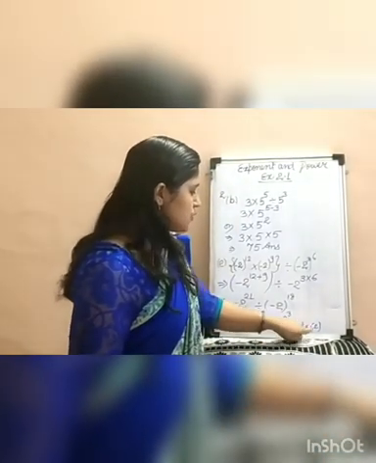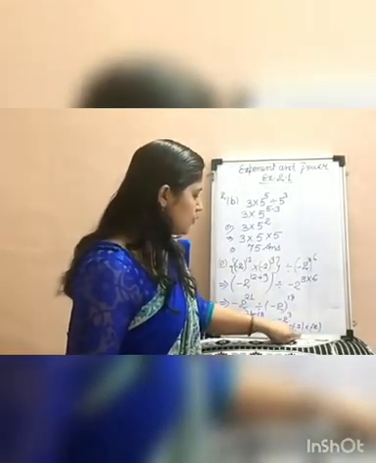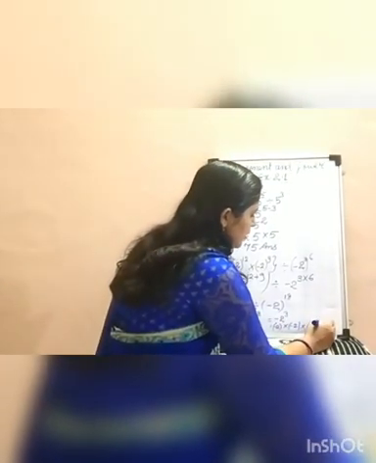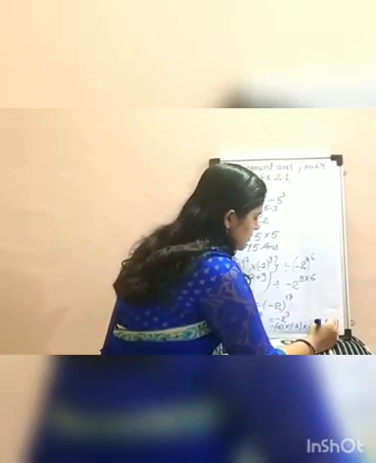Minus 2 into minus 2 into minus 2. 2 2s are 4, 4 2s are 8. So your answer will be minus 8.